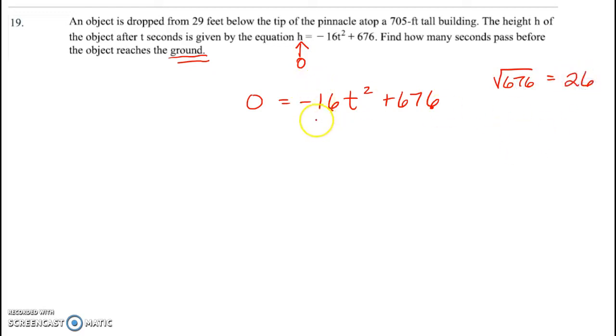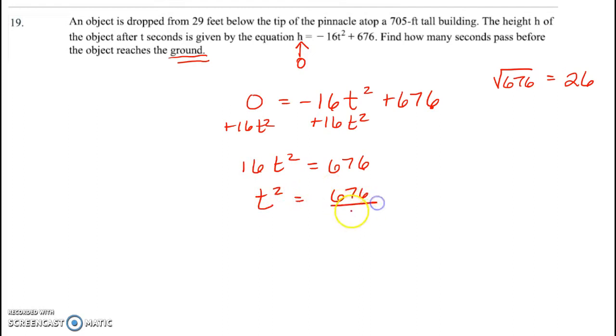So here's what I'm going to do. I'm going to add 16t squared to both sides. I get 16t squared equals 676. I'm going to divide both sides by 16. So t squared equals 676 over 16. Then I'm going to unsquare t by taking the square root, which means I'm going to take the square root of that side. T equals the square root of this.